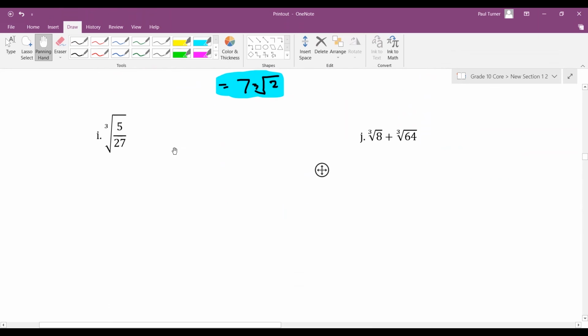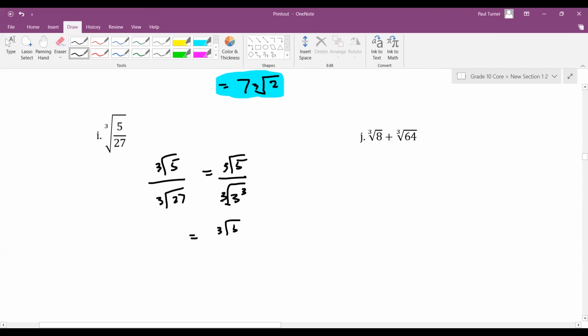Okay, nearly time up. So this one's not too hard. So it's the cube root of 5 on the cube root of 27. Well, 27 is 3 cubed. So you could write the cube root of 3 cubed. So obviously that will cancel to give you 3. So cube root 5 on 3 for that one. Okay, so that one's fairly easy.